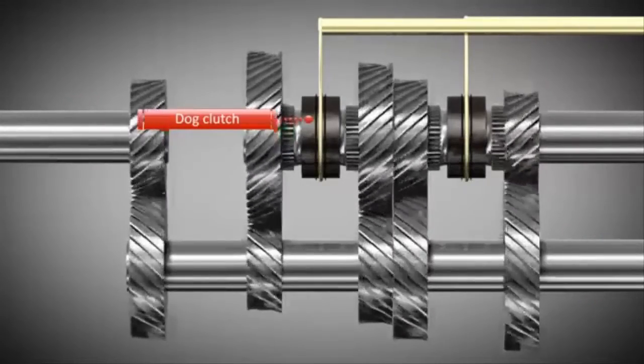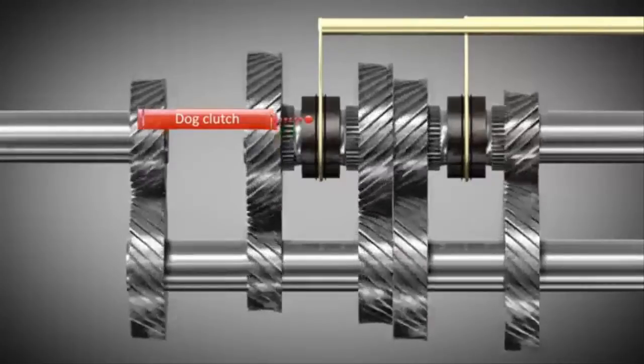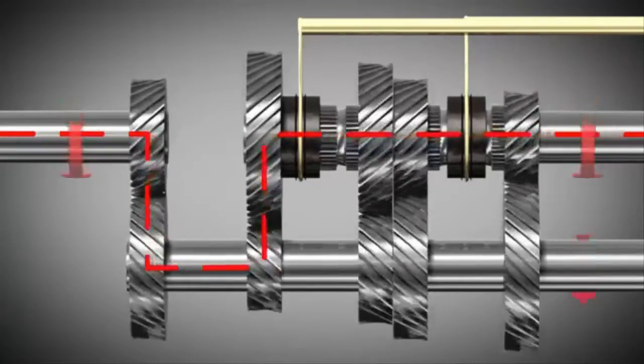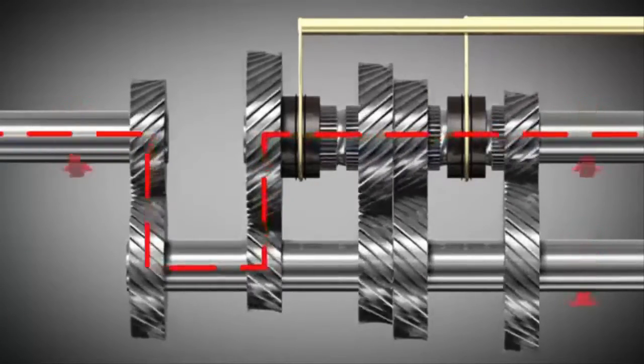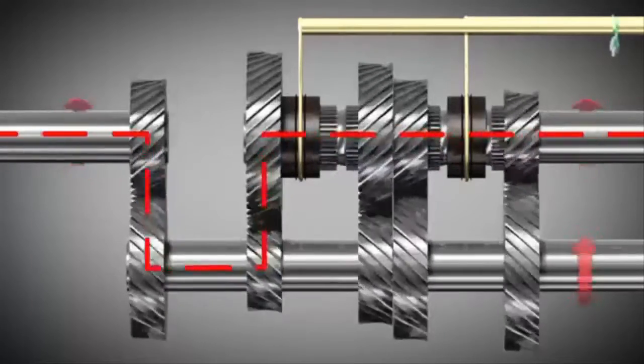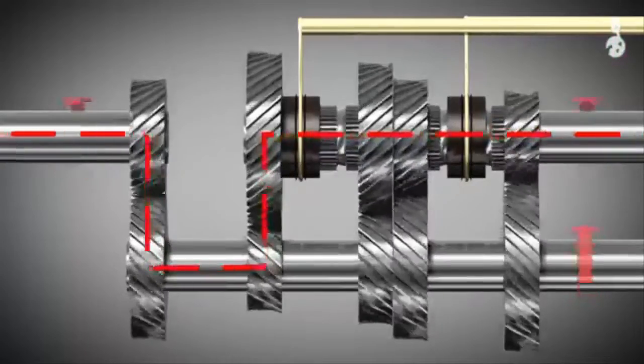To shift from neutral into first gear, a part of the dog clutch slides sideways. But first, the friction clutch has to be disengaged so that the engine does not transfer the mechanical energy produced to the transmission. The friction clutch can be engaged by the driver as soon as the dog clutch is fully engaged. Now, the energy produced by the engine is transmitted to the transmission.